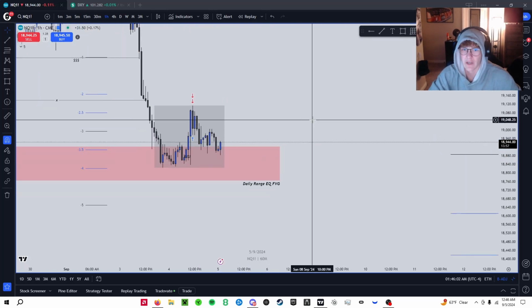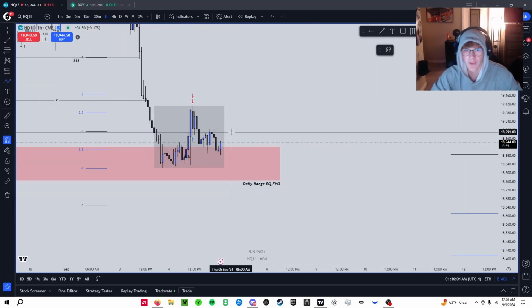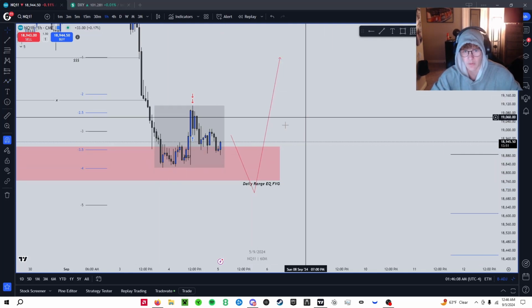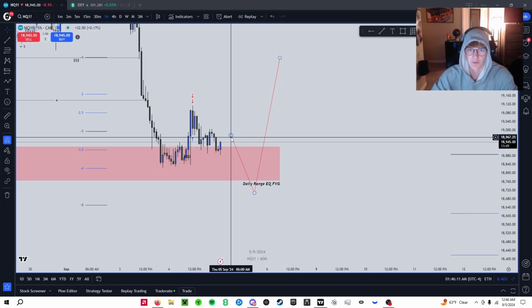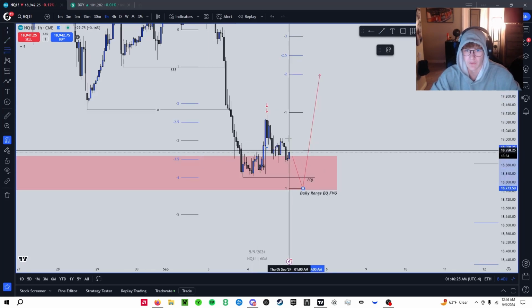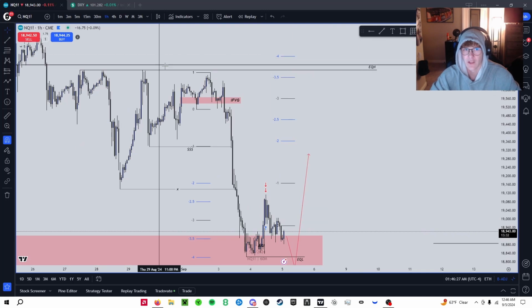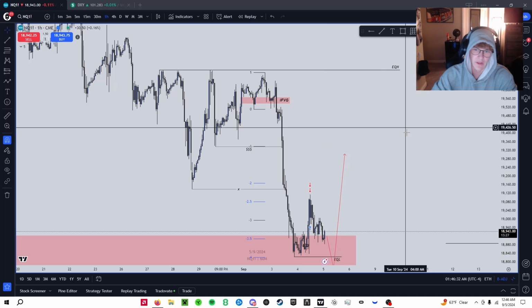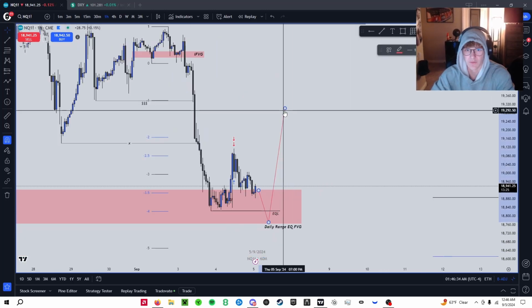So what I would really like to see from London tonight is maybe a tap down here and then reverse up. Maybe manipulate some of these equal lows that we've created during price action today. Maybe looking for something like this where our equal high is right inside of a standard deviation range. Something of that nature. We're just going to have to see what price delivers for us tonight.